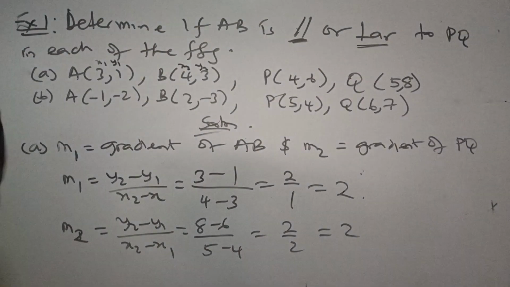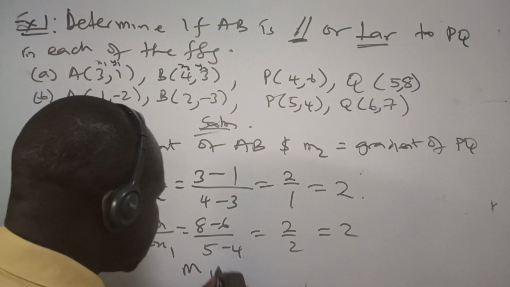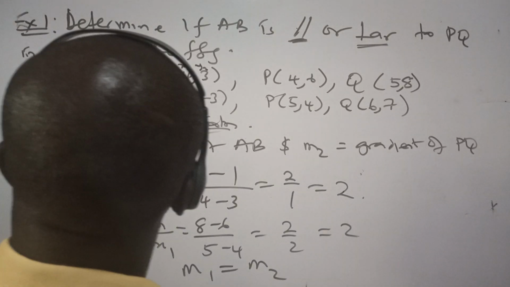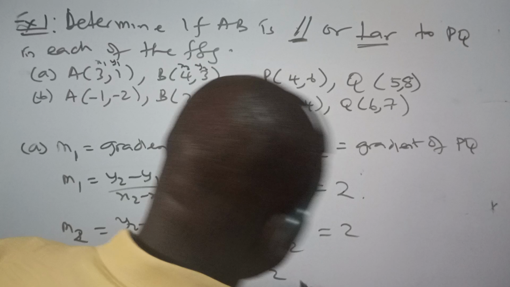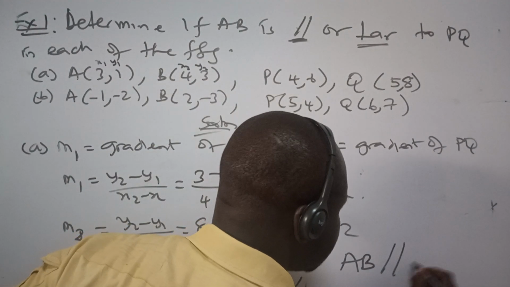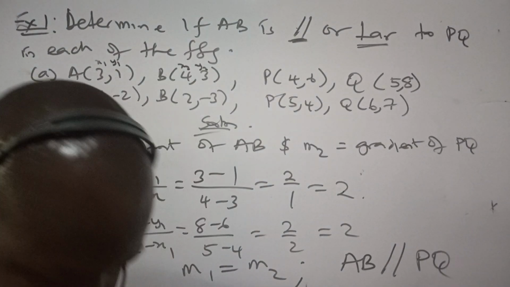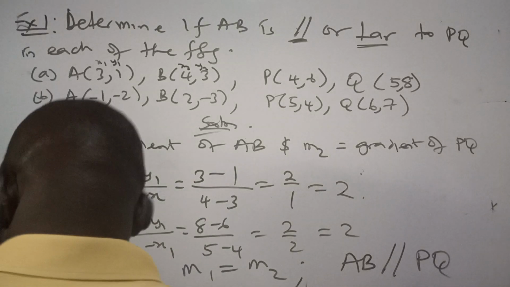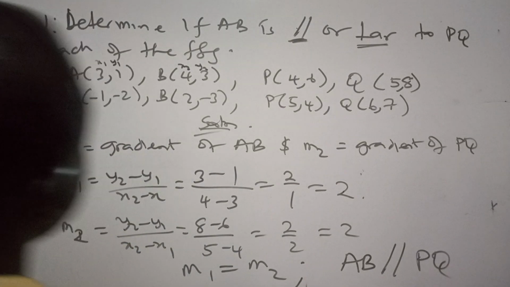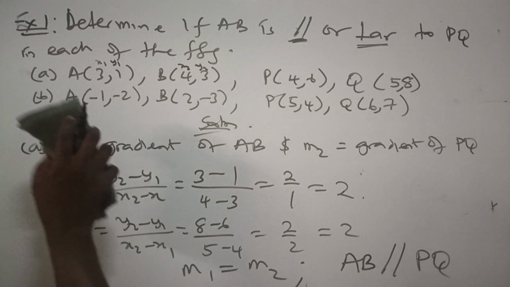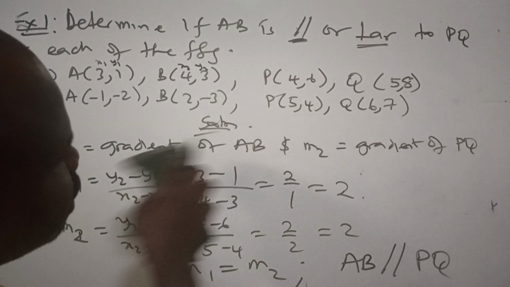So in this case, we realize that M1 is equal to M2. So what can we say about the two lines AB and PQ? It simply means that since their gradients are equal, line AB is parallel to line PQ. And that is what we are expected to get. So if their gradients are equal, the implication is that the two lines are parallel. That's what we have shown in this example, the first part: line AB is parallel to line PQ.